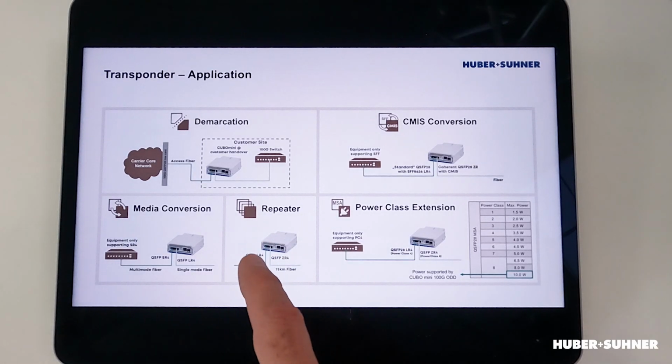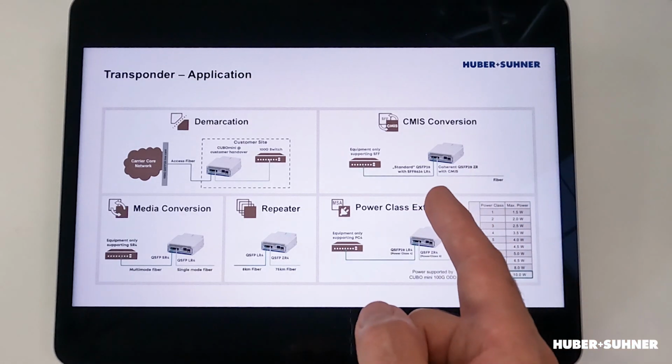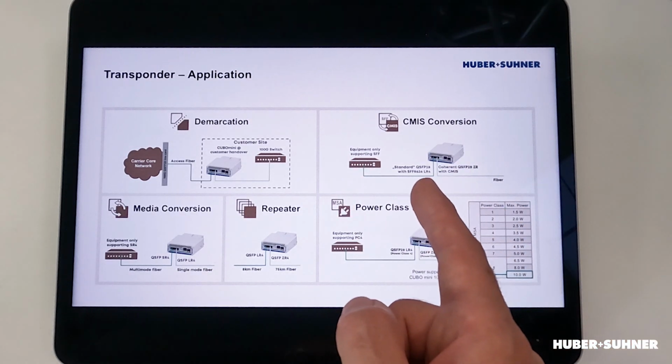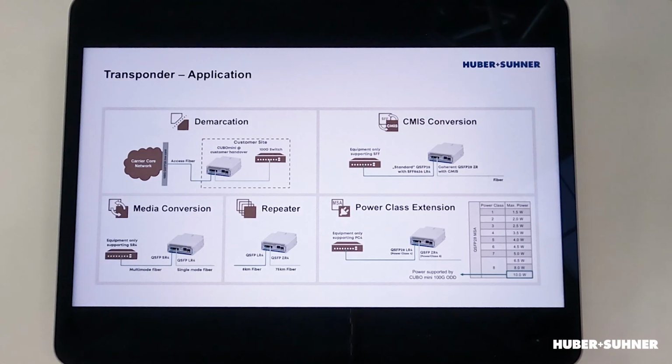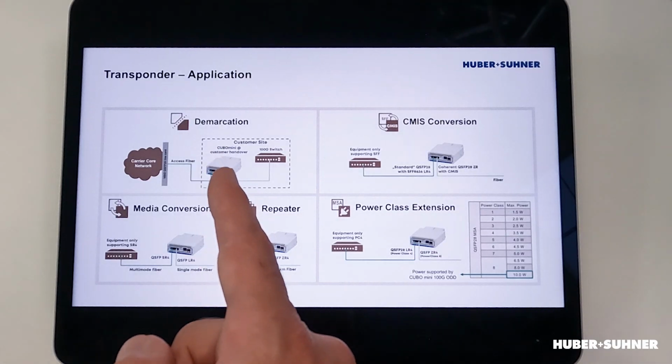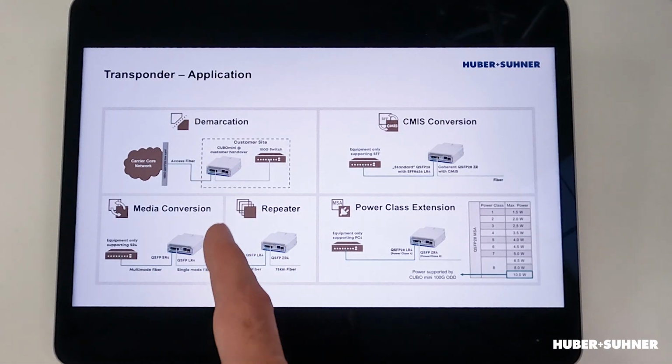We can also use it as a midway repeater, or we plug in a shorter range transceiver on one side and a QSFP28 ZR coherent transceiver on the other side. Also, a transponder, or this Cubo Mini, is a very cost-effective demarcation device at a customer premise for service delivery. Okay, now that's the transponding. Now let's talk about the muxponding.